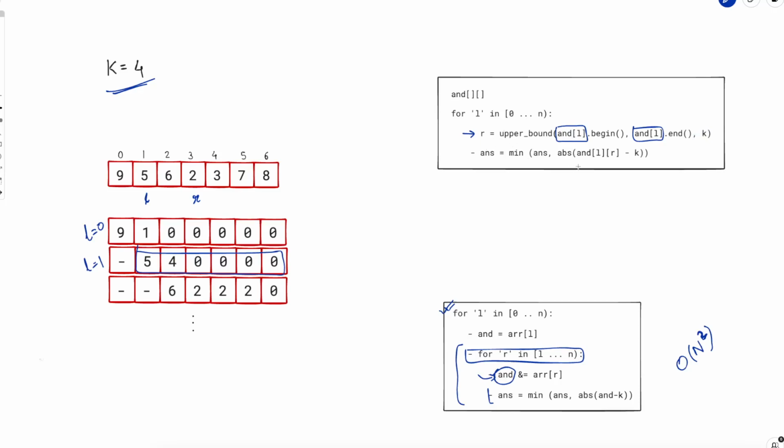And whatever index we get, we simply take the AND of L to R from that index, subtract it with k. That will be our minimum absolute difference. And there's one more caveat here. R is just the element greater than k.